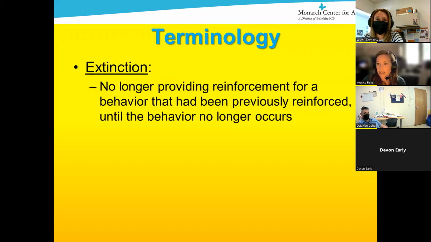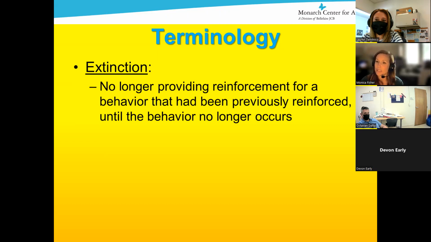So extinction, I'll talk about really quickly. Extinction is just no longer providing reinforcement for a behavior that's been previously reinforced until the behavior no longer occurs. The classic example of extinction is the pop machine.